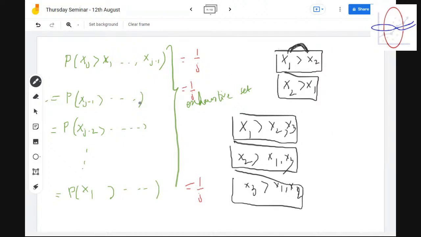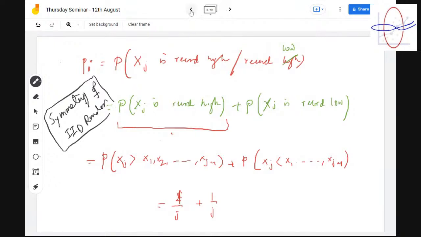Good. So the sum of them is 1, and each one of them is equal. So there are j of them, so each one of them is 1 by j. So that is 2 by j. But that is not complete.